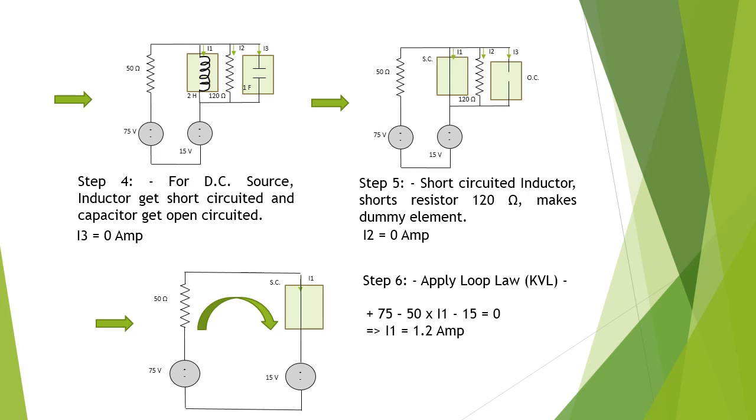So these are the 6 steps to get the solution to the given numerical, and we are getting I1 equal to 1.2 ampere, I2 equal to 0 and I3 equal to 0. So that's all with the solution.